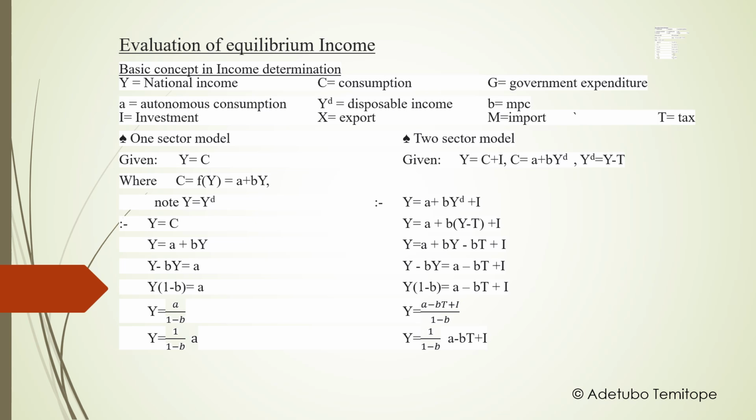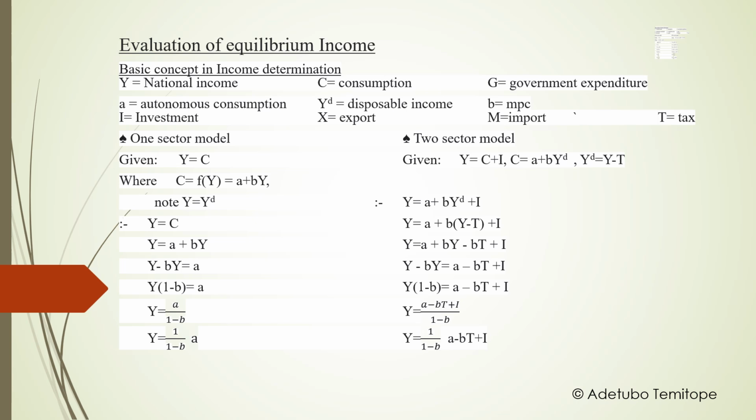We move on to evaluation of equilibrium income. How do we evaluate the national income equilibrium? But before that, let us recognize some basic concepts in income determination. Y stands for national income, C stands for consumption, G stands for government expenditure, A stands for autonomous consumption, YD stands for disposable income, I stands for investment, X stands for export, M stands for import, and T stands for tax. So first let us evaluate that of one sector economy.